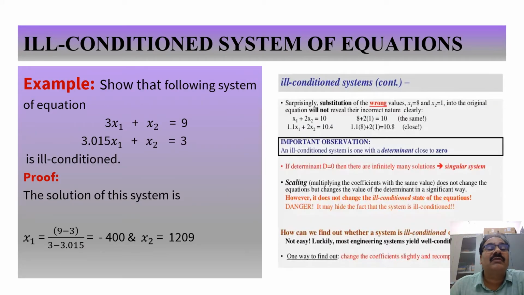Let us take one example: show that the following system of equations, 3x1 plus x2 equal to 9 and 3.015x1 plus x2 equal to 3, is ill-conditioned. So we have to establish this. How can we establish it? The solution of the system may be written as x1 equal to (9 minus 3) divided by (3 minus 3.015), which is minus 400, and x2 is equal to 1209.